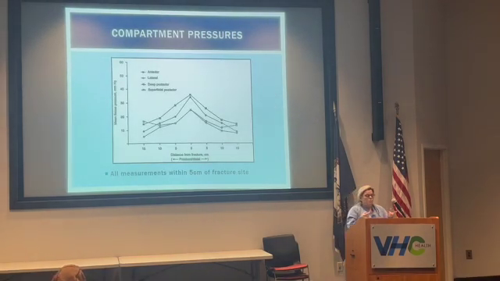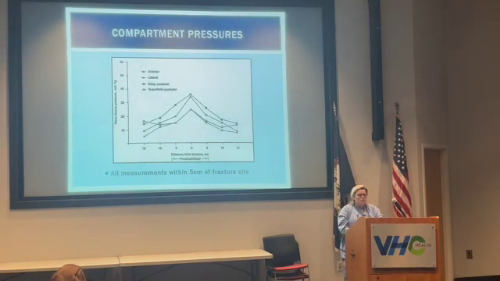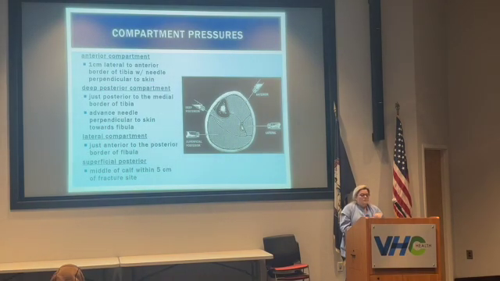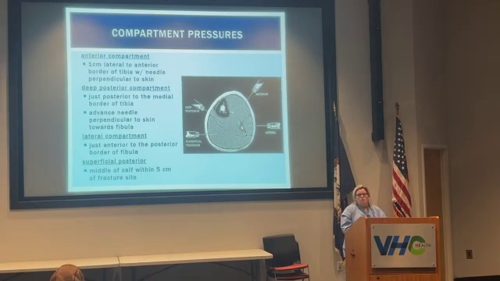When you take a compartment measurement, you always want to take it close to the fracture site. This just shows that the further away from the fracture you are, the less the pressure is, so to get an accurate reading, you want to take it near the fracture site. And if you are doing the Stryker needle test, which I don't think most people in this room would be doing, these are just where you go to do it if you ever had to.